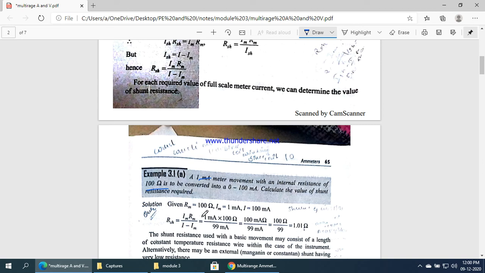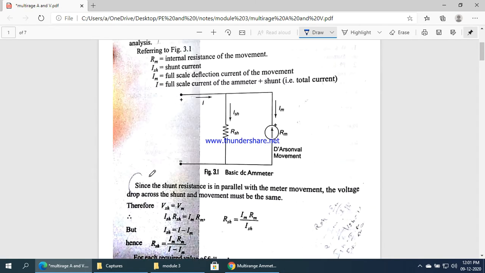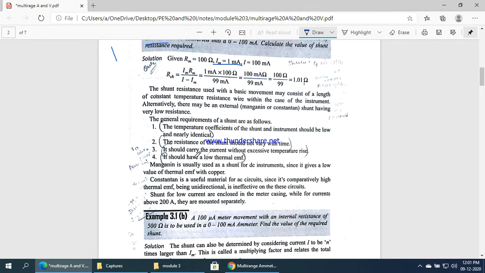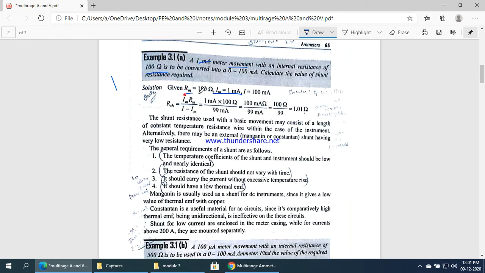So what is given? A 1 milliammeter movement. Wherever movement is mentioned, that is nothing but the D'Arsonval ratings. So IM is given, which is nothing but 1 milliamp, and a movement with an internal resistance of 100 ohm. Internal resistance of what? Internal resistance of the D'Arsonval movement. With respect to movement, in the sense we have to consider this part. IM is given and RM is given. So the RM value is 100 ohm.